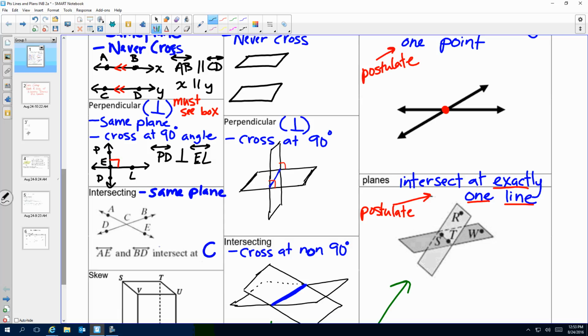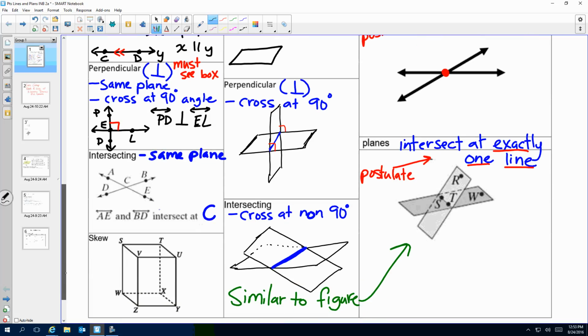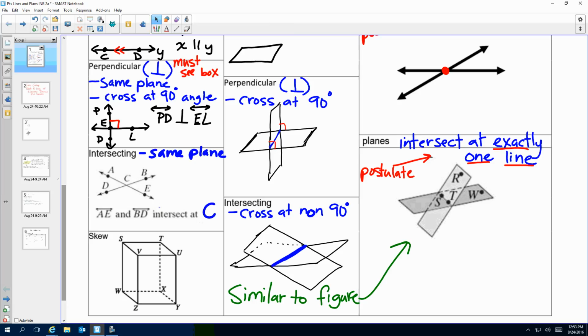So up here I already said line PD is perpendicular to line EL. I've already given you the way to show that symbolically. Now, you could have an intersection that's in the same plane, but it's also not perpendicular, so it's not at a right angle. If you just have a basic intersection, it's in the same plane, but it's not perpendicular. And I'm starting to use the symbol so you can get used to that.